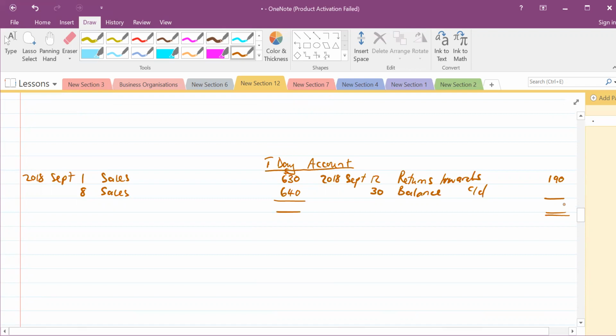That's the total, 1270. And then from 1270, we have to remove 190, so 630 plus 640. We get 1270 minus 190, 1080. And then it balances. So 2018, October 1, because this is the next period. BD, right, 1080. And then we go on to the next account, JSOL's account.